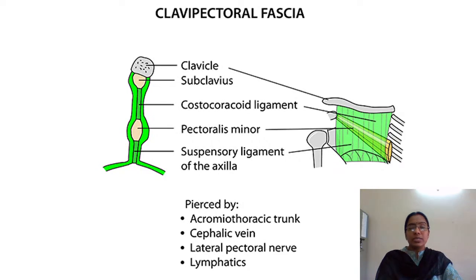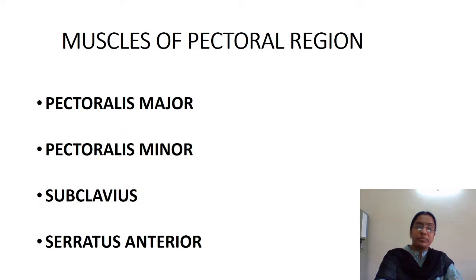Yes. So this is about the clavipectoral fascia. The last thing in this competency of 9.1, the muscles of the pectoralis region. The muscles here, up till now you got to know them: pectoralis major, pectoralis minor, subclavius, and serratus anterior.